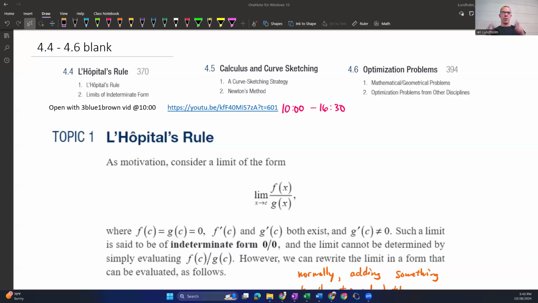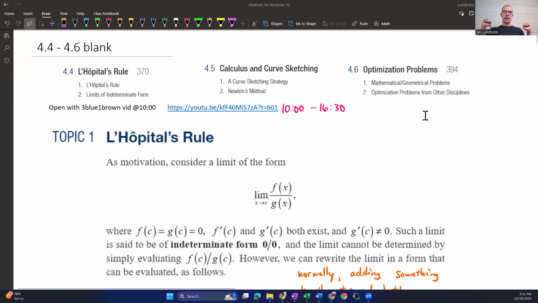Hi, everybody. We're here in the second half of chapter 4, where we're going to learn about L'Hopital's rule, calculus and curve sketching, and optimization problems. Today the goal is to talk about L'Hopital's rule and look at lots of different limits of indeterminate form. Then we're going to do curve sketching strategy, which really is stuff that we've all done before, with the second and first derivative test that we've looked at recently. It's just bringing everything together under one roof. And then we'll save Newton's method and the optimization problems for Wednesday, tomorrow.